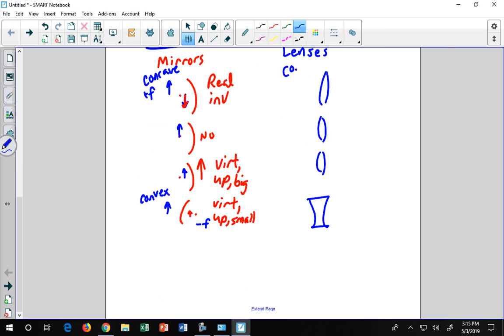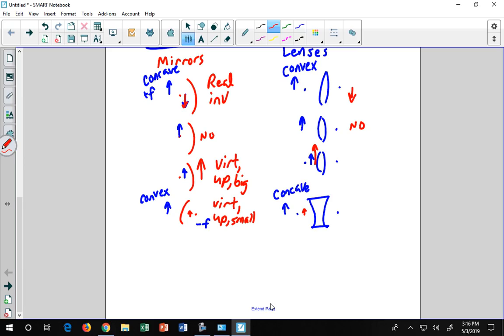This is convex. Notice it's different from mirrors. And this is concave. The focal points, I have them on both sides for each. Okay? But the types of images are very, very similar. I'll do the objects in the same color as before. And now my images are going to look like this. The images are in red. There's no image here. Here the image looks like that. And here the image looks like that.